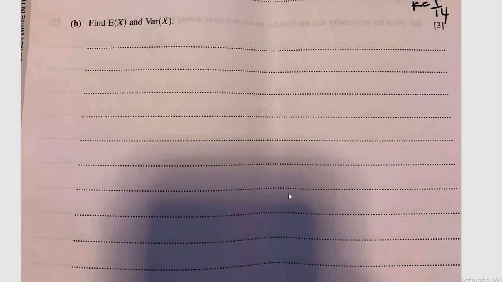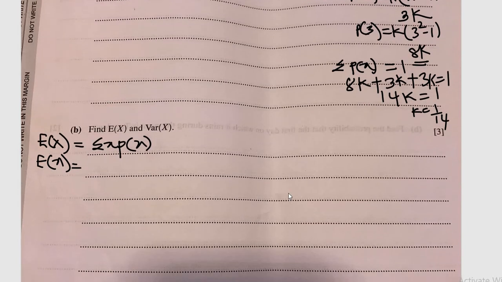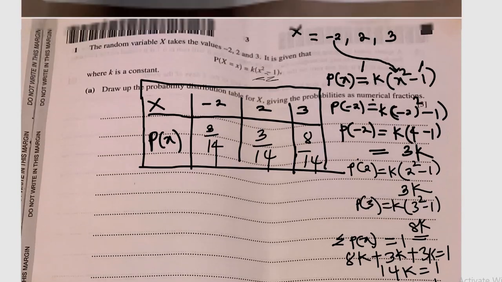The next one is you have to find the expectation of x, that's the mean. The formula is the summation of x times probability of x, which means when you pick a value of x, you pick the respective probability. For example, when I pick minus 2, its probability is 3 over 14. Multiply them together. Minus 2 times 3 over 14 is minus 6 over 14. It's summation, so add. The next one is 2.